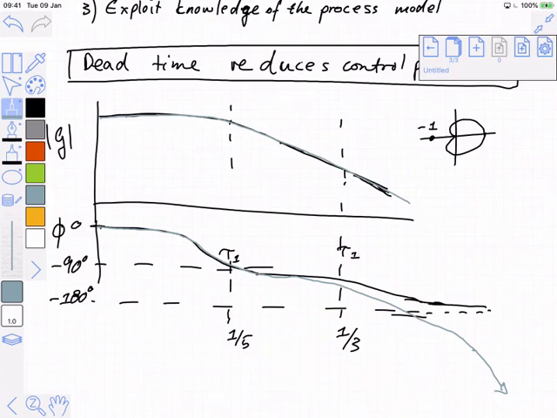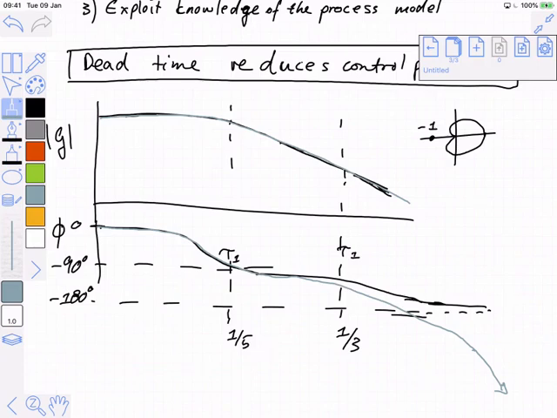Put another way, adding dead time to a system will always reduce the maximum gain that I can use in my control. Put another way, adding dead time will always reduce the gain margin of my system. Now, I feel this is quite powerful, this idea that I can view this from this kind of stability limit point of view.